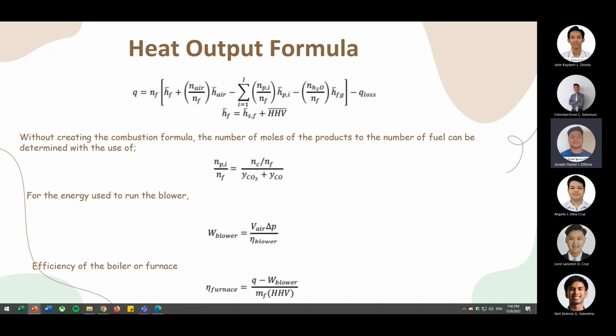Next is the energy used to run the blower. It is equal to the volume flow rate of air times the change in pressure over the efficiency of the blower. Next, the efficiency of the boiler or furnace is equal to the heat output minus the energy used to run the blower over the mass of the fuel times the high heating value.